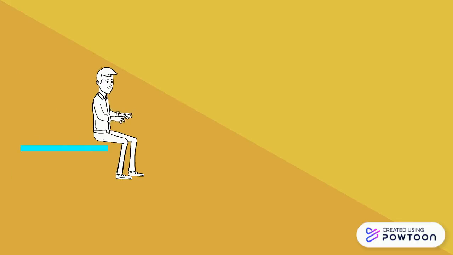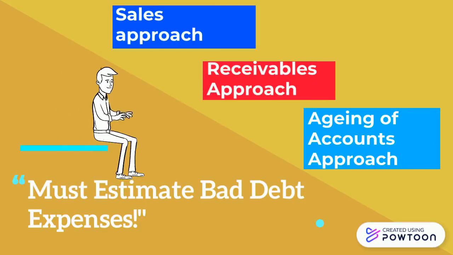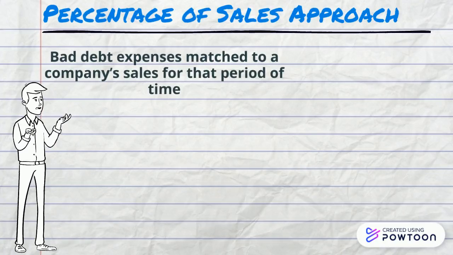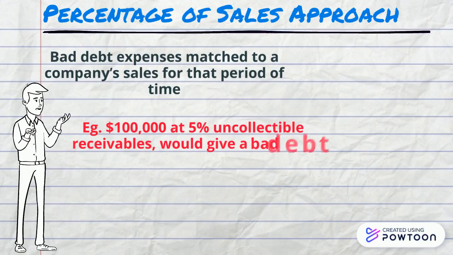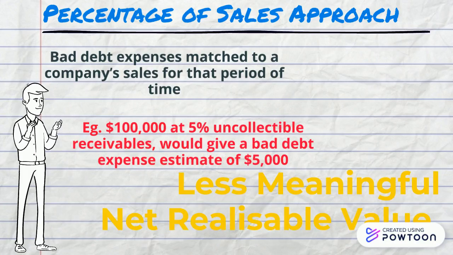Consequently, we must estimate the bad debt expense. This is done through the percentage of sales, percentage of receivables and aging of accounts approaches. The first is the percentage of sales approach, in which the bad debt expense is matched to a company's sales for that period of time. For example, $100,000 of sales with 5% uncollectible would give an estimated bad debt expense of $5,000. However, there is no consideration given to the resulting balance, thus giving a less meaningful net realizable value.